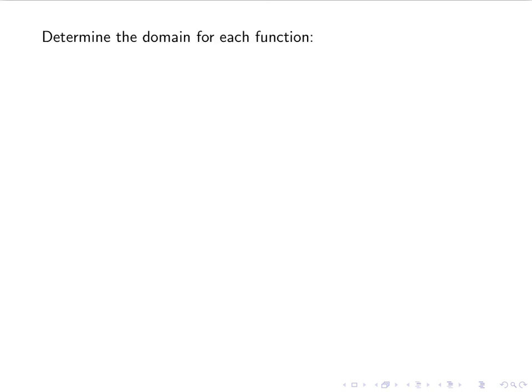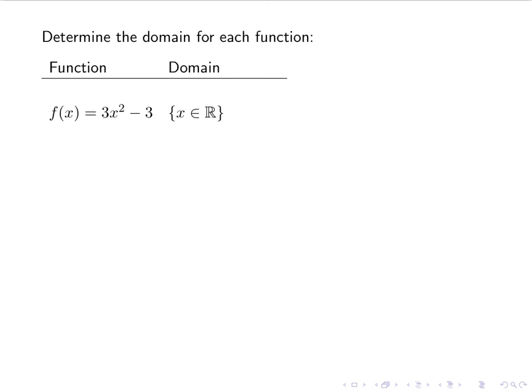So determine the domain for the following. We have the function f of x equals 3x squared minus 3. So again, what we're going to look for are fractions and square roots. Hopefully you realize this doesn't have any, and so therefore the domain is the set of all x's that are real. So no matter what value I put in there, as long as it's a real value, I'm going to get out a real value.